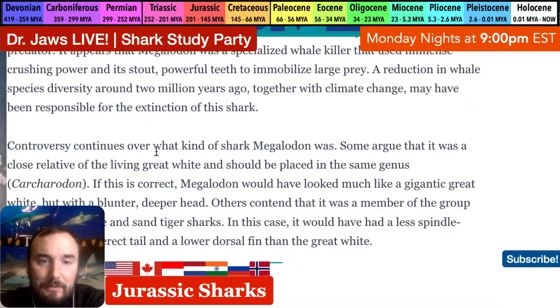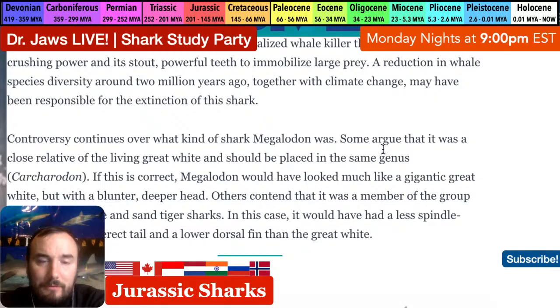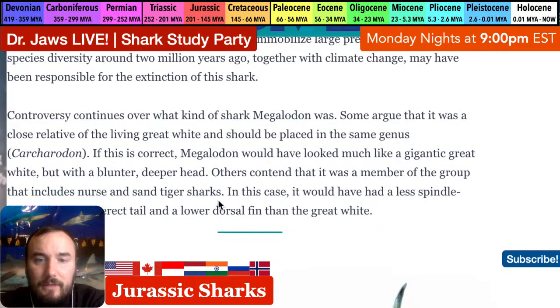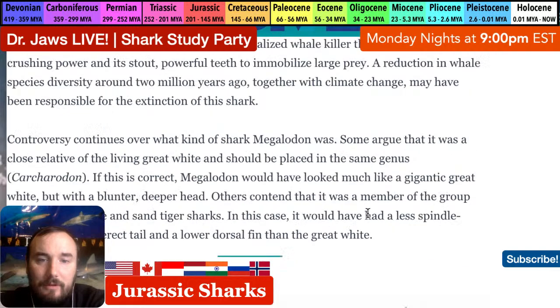Controversy continues over what kind of shark Megalodon was. Some argue it was a close relative of the living great white and should be placed in the same genus. If this is correct, Megalodon would have looked much like a gigantic great white, but with a blunter, deeper head. Others contend it was a member of the group that includes nurse and sand tiger sharks. In this case, it would have had a less spindle-shaped body, less erect tail, and a lower dorsal fin than the great white. So that's actually really cool.